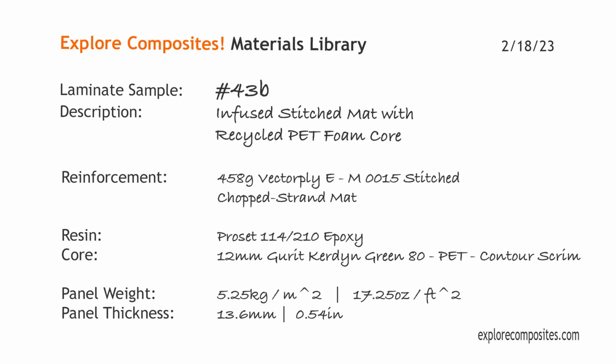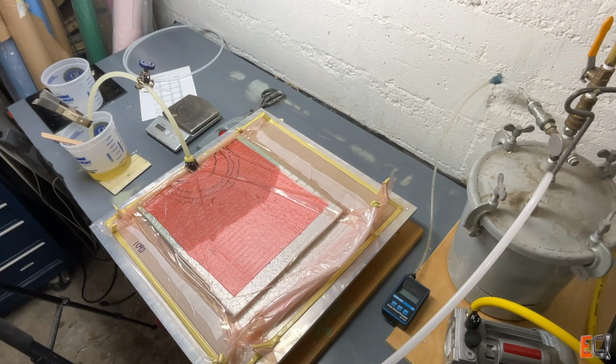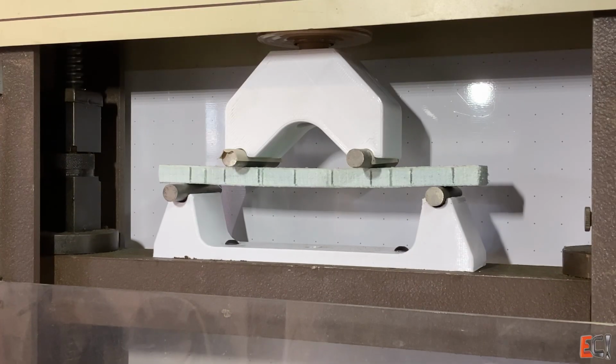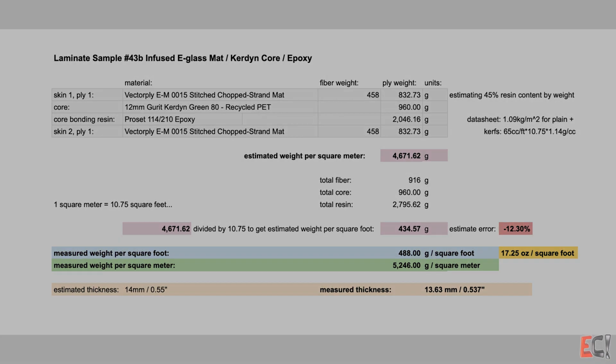This is laminate sample 43B. This one is exactly the same set of materials as 43A. This PET foam with a stitched chop strand mat. But here we're going to infuse it, and then we're going to break some stuff and compare them.